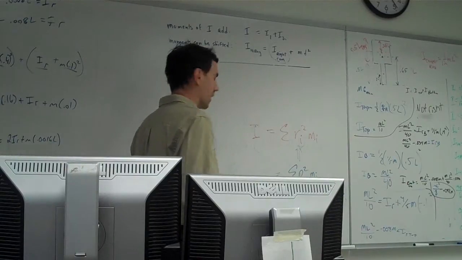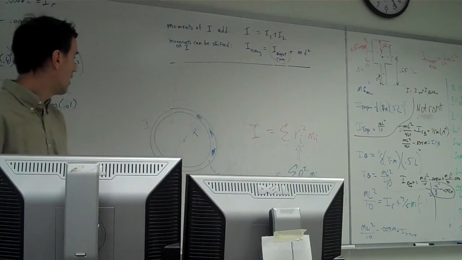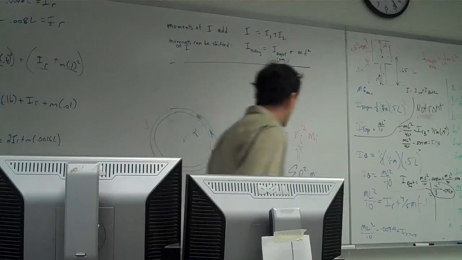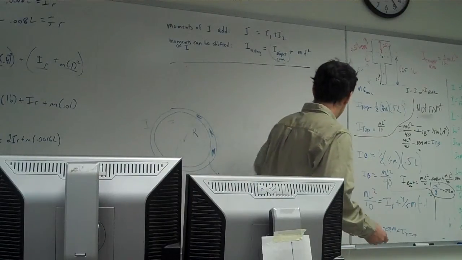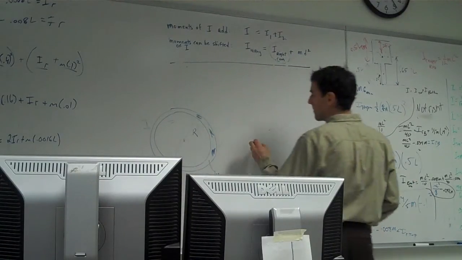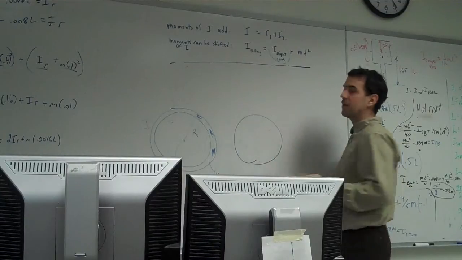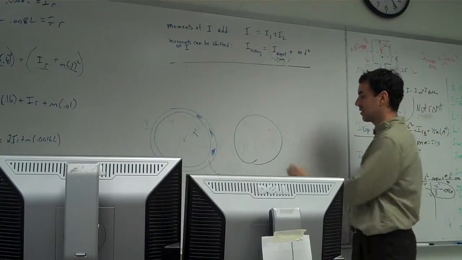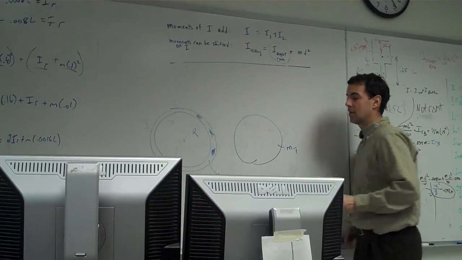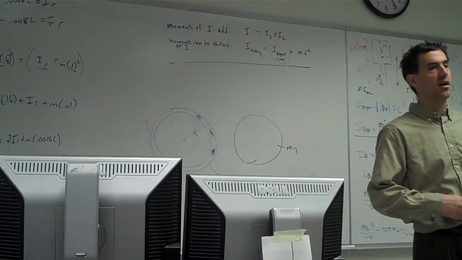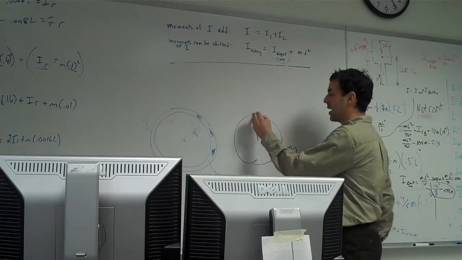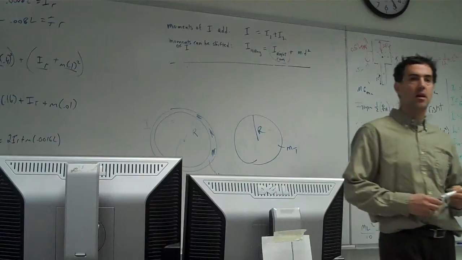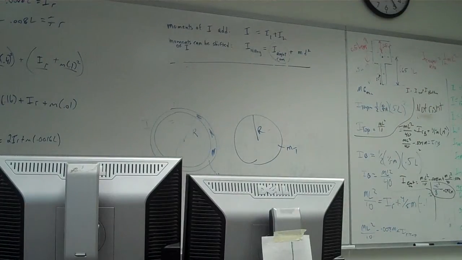Mt r squared. For a solid disk of the same mass, mt, and the same radius, do you think the moment of inertia compared to the bike tire will be higher or lower, or the same? Higher. It'll be higher.